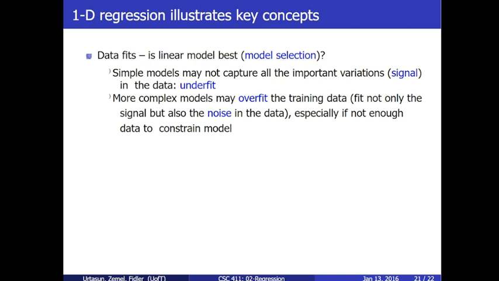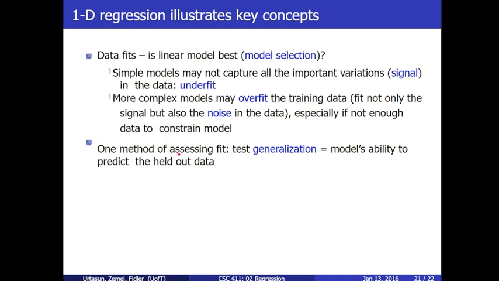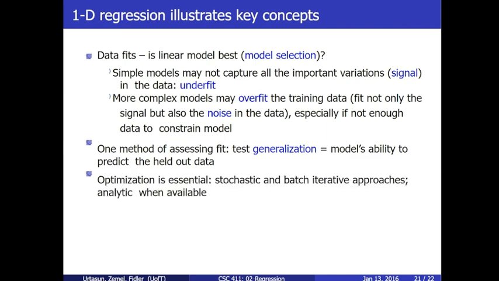And more complex models may overfit the training data, so they fit not only the signal, but also the noise in the data, especially if we don't have enough training samples to constrain the model. One method of assessing fit, testing generalization, would be the model's ability to predict the held out data. Optimization in this model is very essential, with stochastic and batch iterative approaches, or analytic when available.